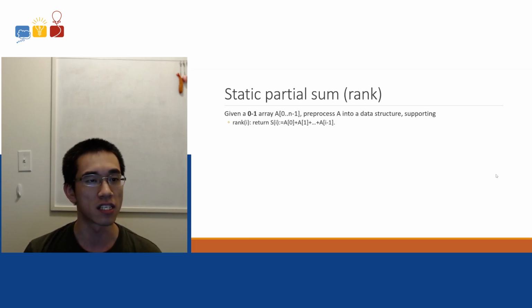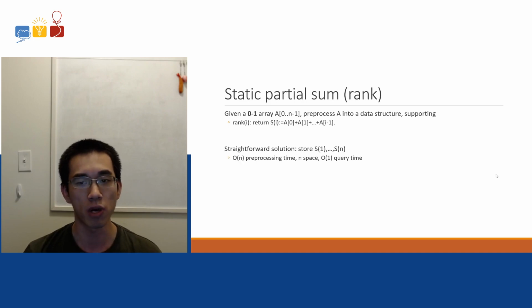So let's look at this data structure problem called static partial sum. It's also called the rank problem. In this problem, we are given a 0-1 array A of size n, so it has n entries, and each entry is a bit, 0 or 1. We would like to preprocess it into a data structure supporting rank queries. In each rank query, we get an index i, and we would like to know the number of ones in the first i entries.